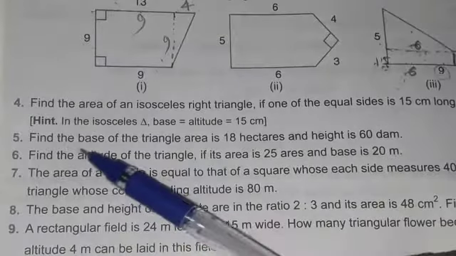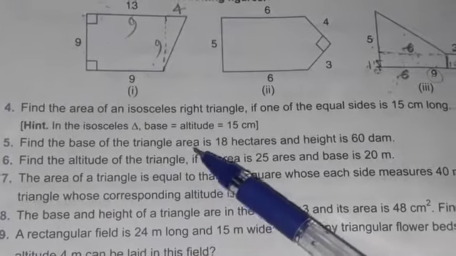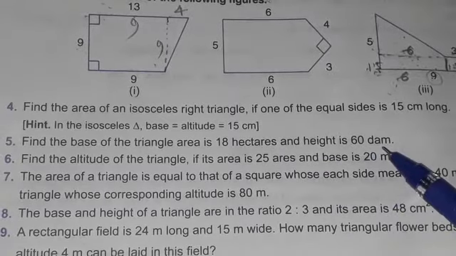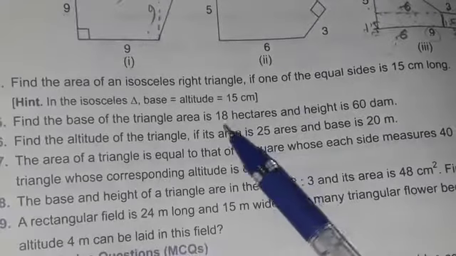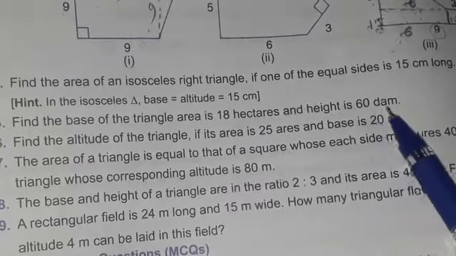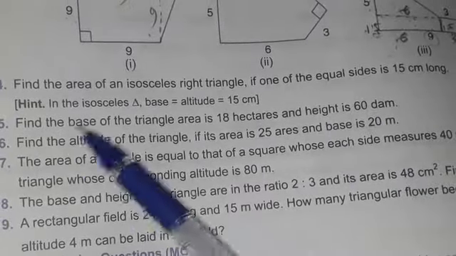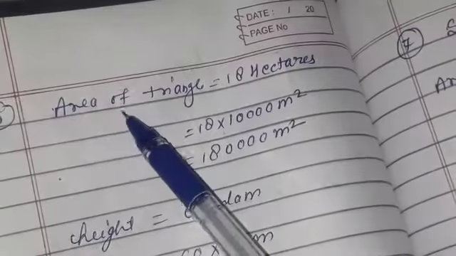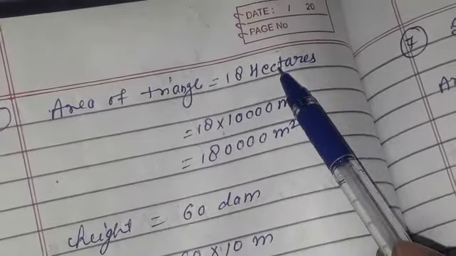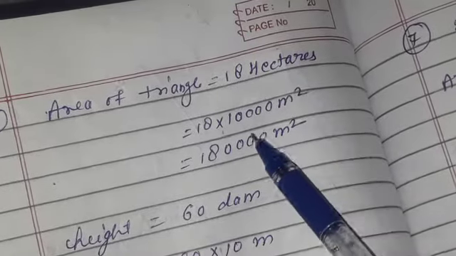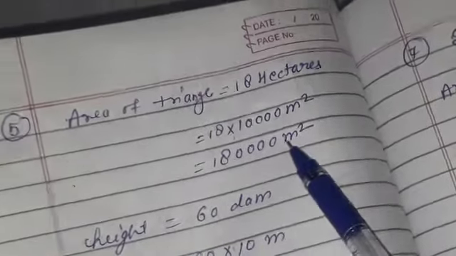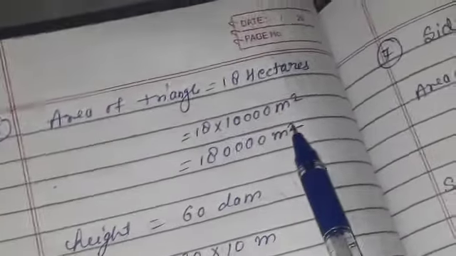Question number 5 is, find the base of a triangle. Area is 18 hectares and height is 60 decameter. So class, they gave you area in hectares and they gave you height in decameter. So they ask you about the base. So area of triangle is 18 hectares and you all know the meaning of hectares. The hectare means 10,000 meter square. So I convert that in meter square, that is 18,000 meter square.